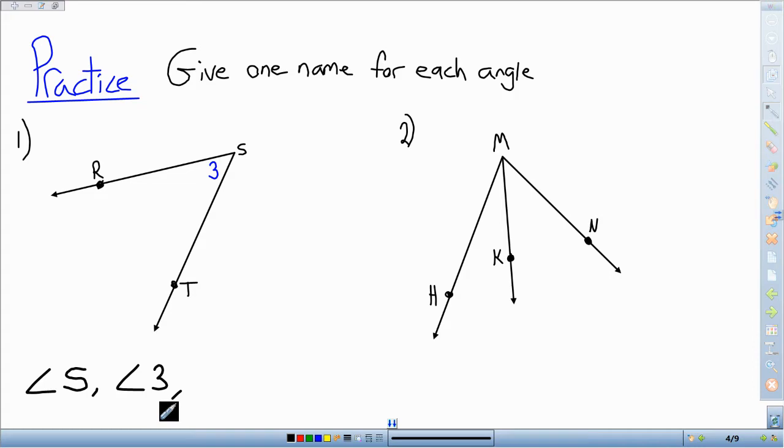But the two most common ways are naming it with the 3 points, starting on the side, going around the vertex to the other side. So another name would be RST. And going around the other way, we can call it angle TSR.